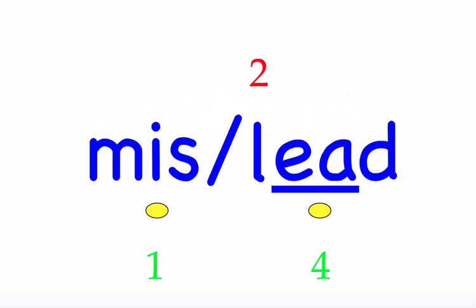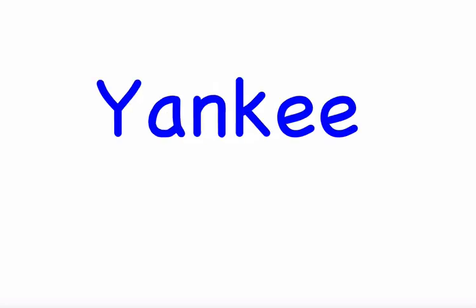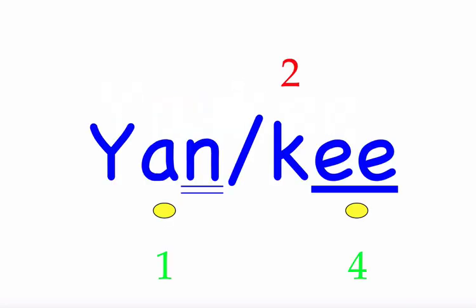Row 7. Yankee. A Yankee is someone from the northeastern portion of our country. Yankee. Yang, three sounds. Y, A, Ng. Key, two sounds. K, E. Yankee. Mark the word. N is representing its second sound, so we double underline it. And we capitalize this word because this word refers to a group of people.